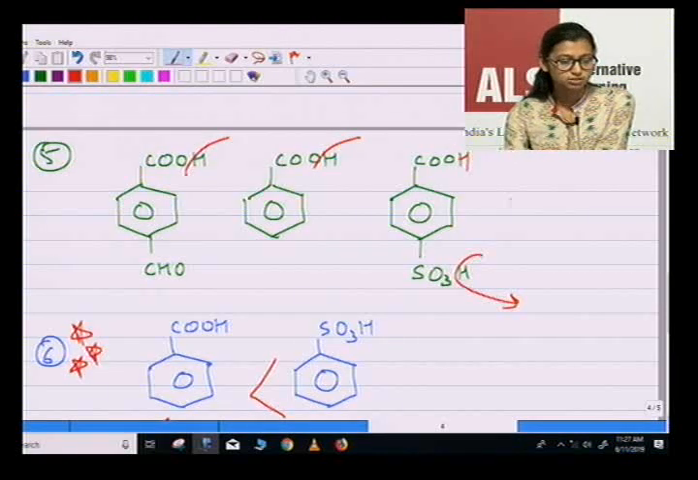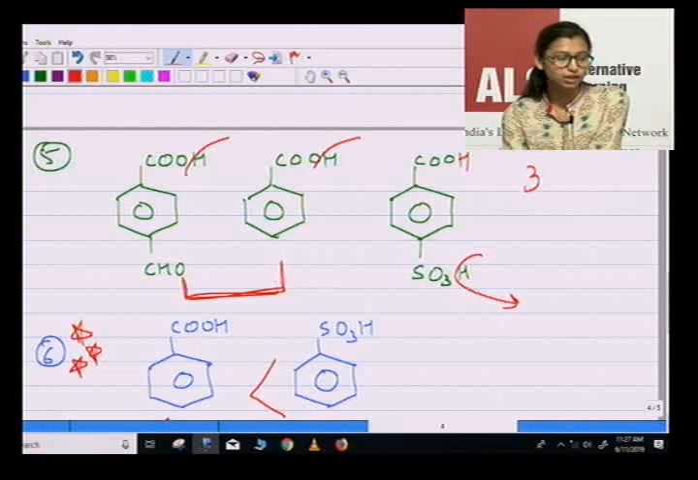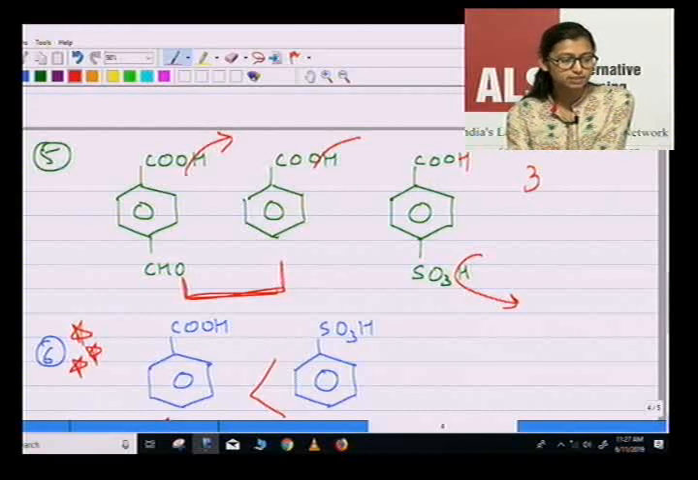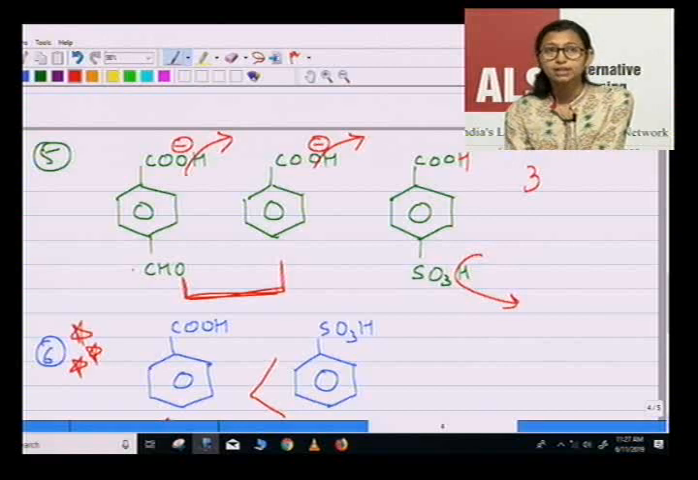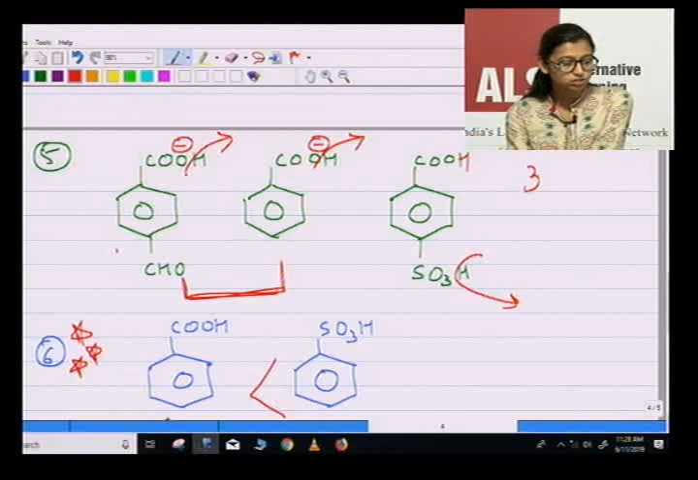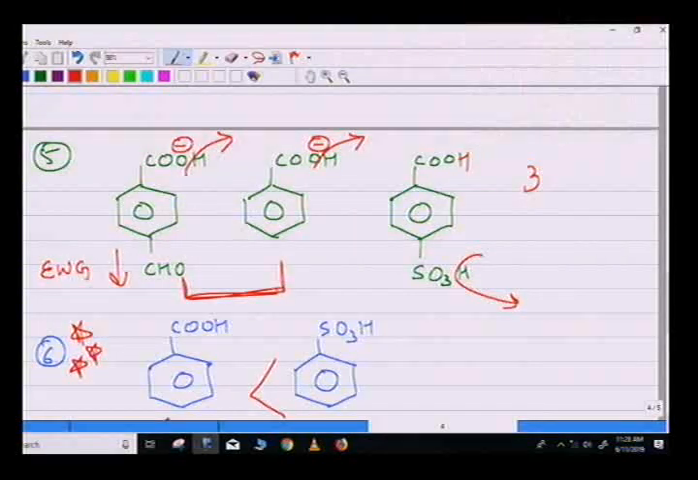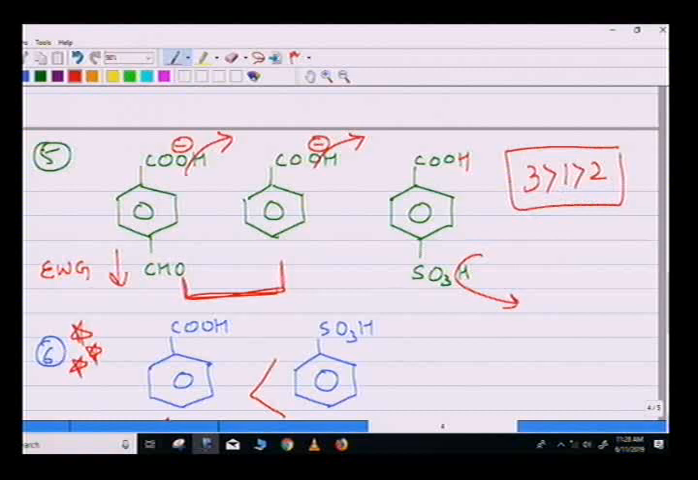So the order will be 3, and in these two, how will we compare? We will compare by the same thing, CC4, okay? We have removed the H plus ion and got the negative charges. Now this is carbonyl. Always remember that this is the aldehyde CHO, right? So it is also an electron withdrawing group. If it is an electron withdrawing group, it will pull the electron density towards itself. The order will be 3, then 1, then 2. This is the answer. Note it down.